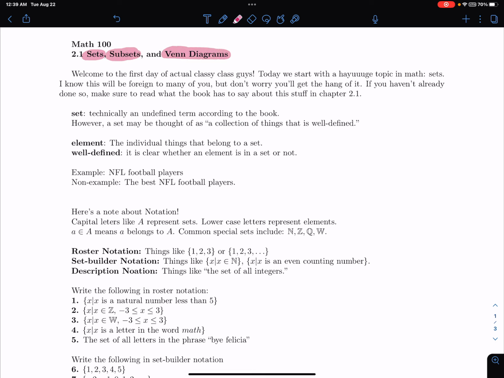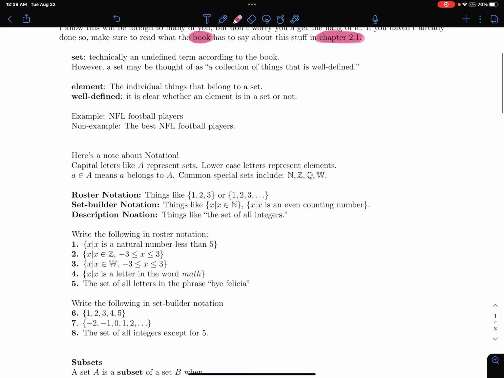So take a moment just to read the top paragraph to yourself. You can pause the video if you want to. We're talking about this huge math topic, sets, and it might be foreign to many of you, but don't worry, you'll get the hang of it. And if you haven't done so already, I really strongly recommend that you read the book. That's actually my expectation, that you're reading the book, especially for this first section, because this is going to set the stage for the rest of this chapter and also for the rest of this class, really, to get a feel for how the book explains things in conjunction with what I provide to you guys.